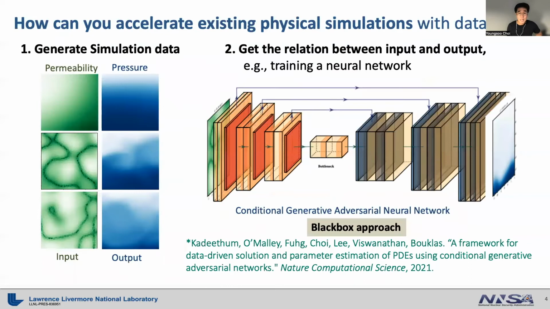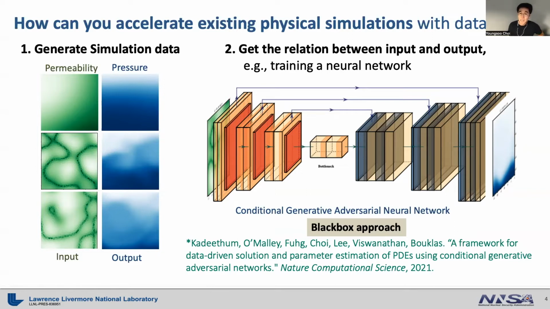Well, then how can we accelerate the existing physical simulations with data? The most straightforward way would be to use a neural network to directly relate input and output data. For example, we have trained a conditional generative adversarial neural network to relate permeability and pressure fields for porous media flow simulations. We were able to get very accurate predictions and a high speedup.